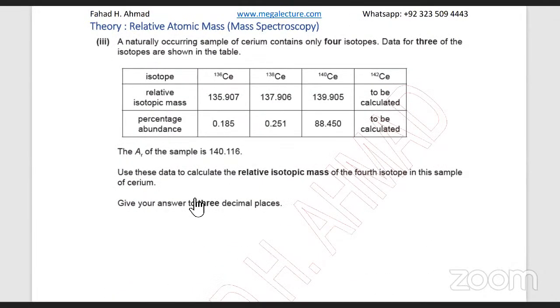So here's an example of an element that has many different isotopes. Okay, so you've got cerium, which has all these isotopes, and all those isotopes have different masses. So you've got 135 and you've got 137. These are your different masses. The percentage abundance is given for each one of them. Can you calculate the percentage abundance of the fourth one? The total should add up to 100%.